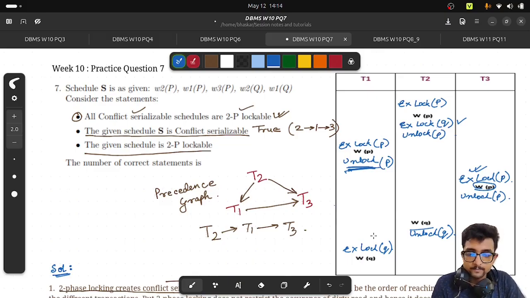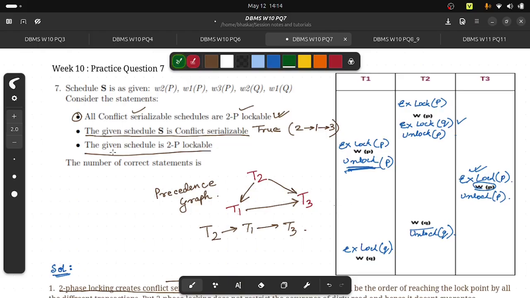So you see that since this schedule is not two-phase lockable, we conclude that the statement "the given schedule is two-phase lockable" is false. Now you see that this schedule was already a conflict serializable schedule, and we have seen the order is 2, 1, 3, but the same schedule is not two-phase lockable, right?